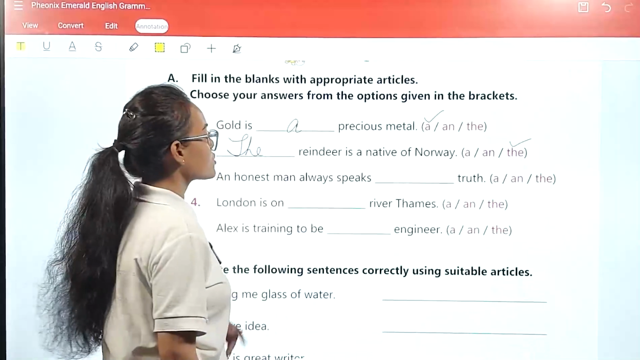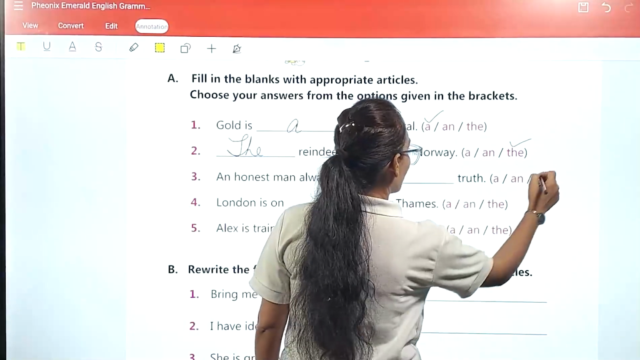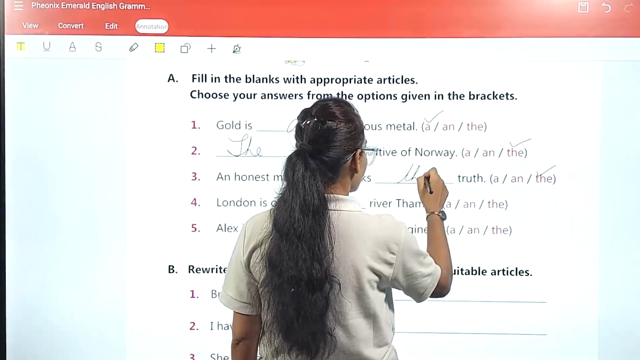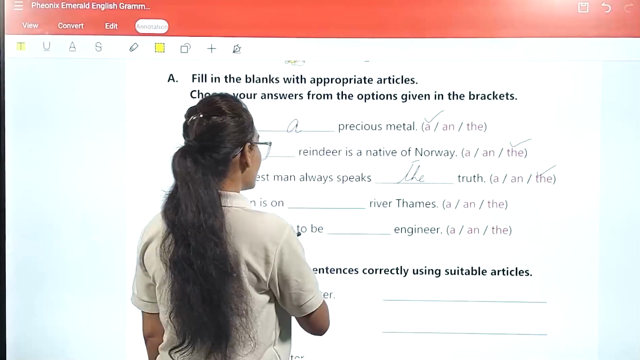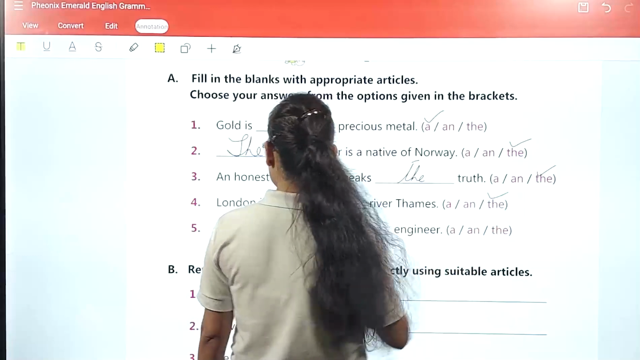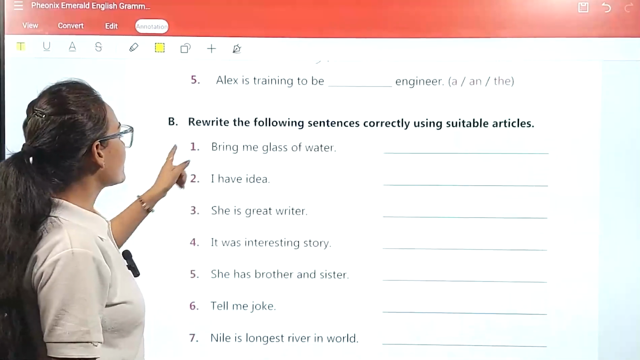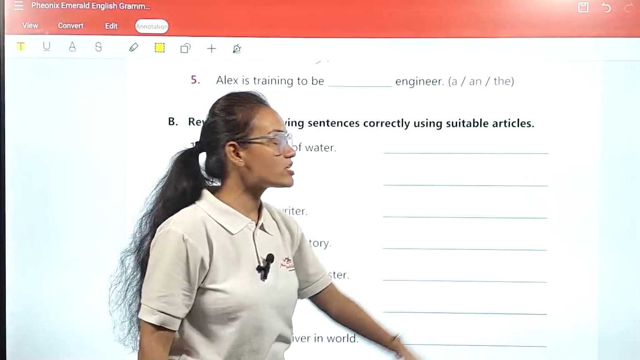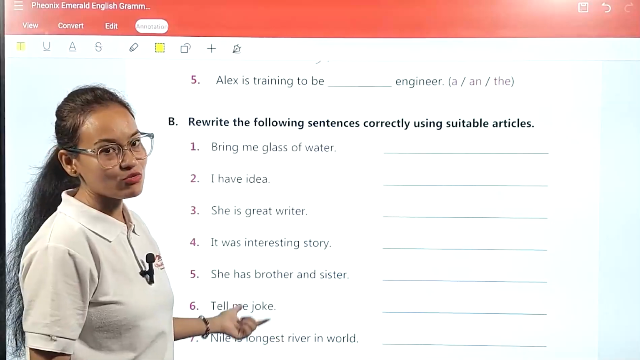An honest man is always speaks the truth. London is on dash river Thames. London is on the river Thames. Similarly, the fifth one you have to complete on your own. Now, B. Rewrite the following sentences correctly using suitable articles. We have to rewrite these sentences, my dear students, by using the suitable article in them.